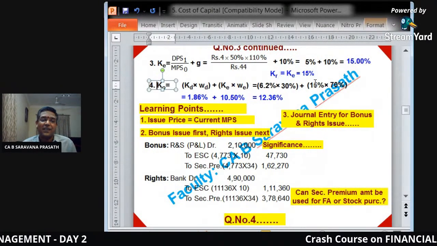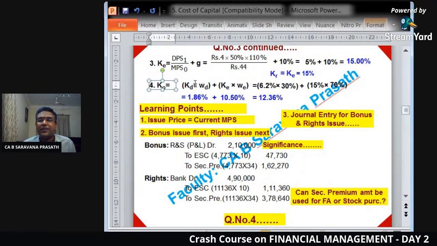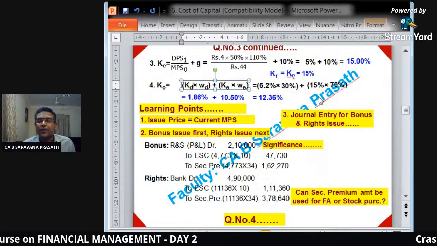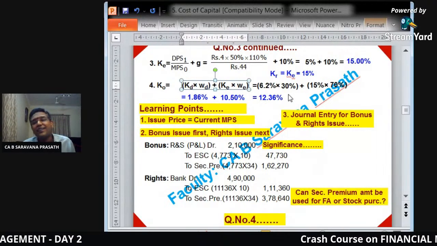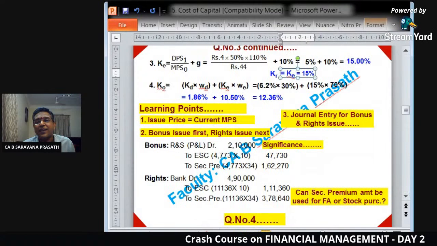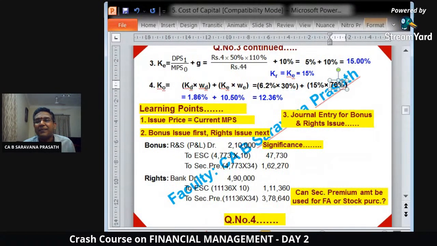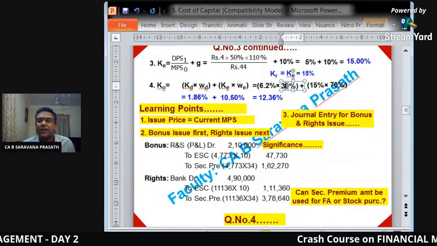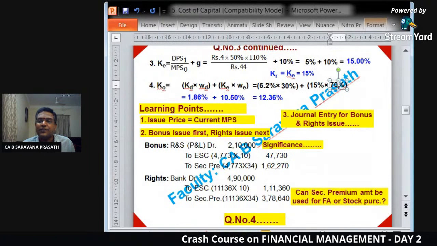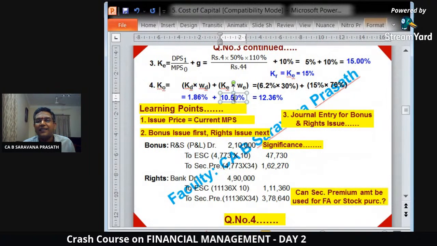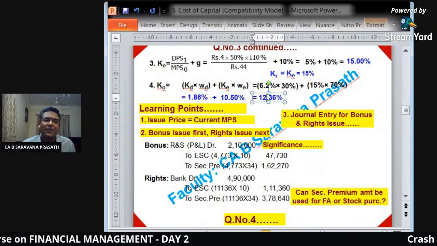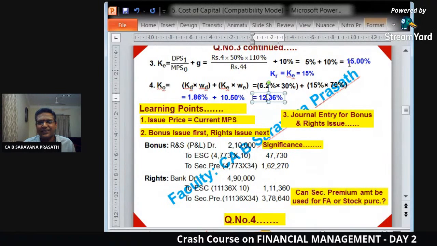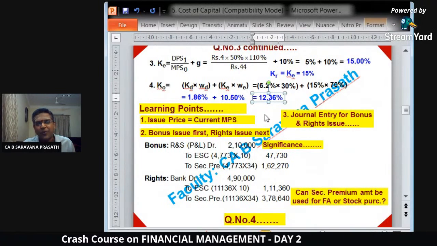Now, overall cost of capital, fourth requirement. Here there is no preference share capital. So KD into WD plus KE into WD. We do not recognize the retained earnings separately because they are also part of equity. Therefore, when we write 30/70, that itself takes care of retained earnings also. Debt 6.2 into 30%, equity 15% into 70%, multiplication and addition, overall cost of capital is equivalent to 12.36%. This is the calculation pertaining to KO in this case.